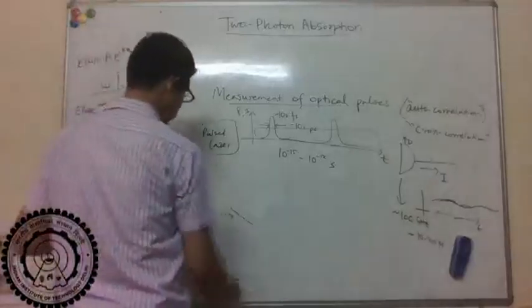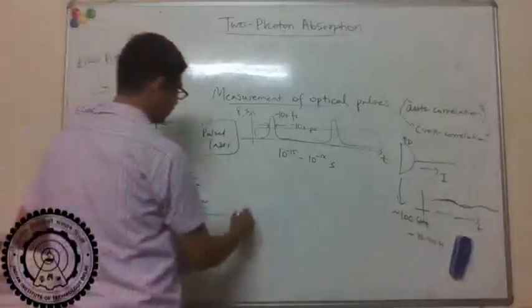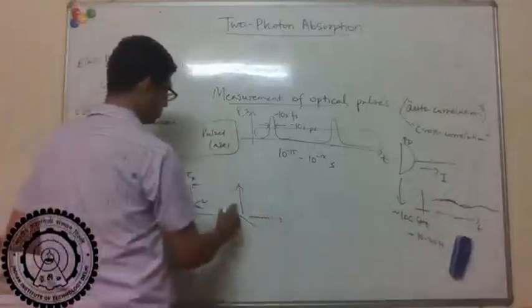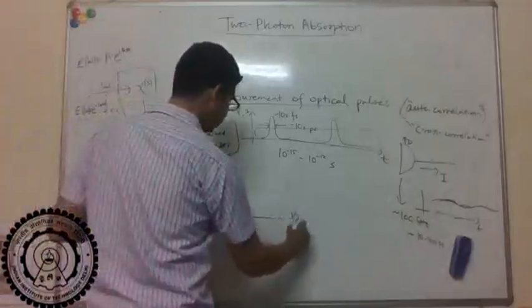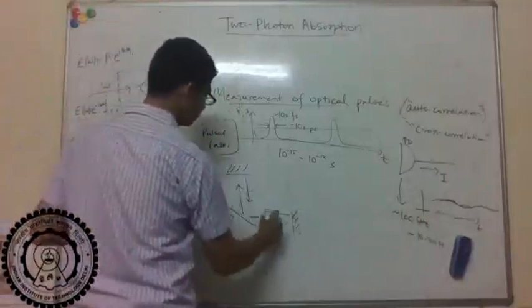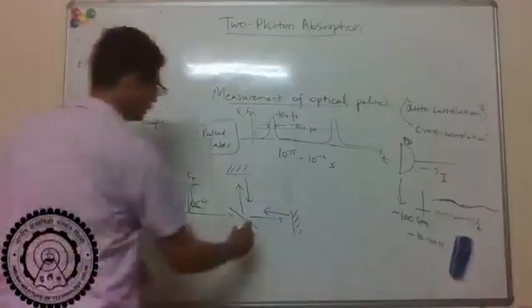What I do is make some sort of Michelson interferometer. So split the pulse into two, and then retro-reflect both the beams back, and then recombine.